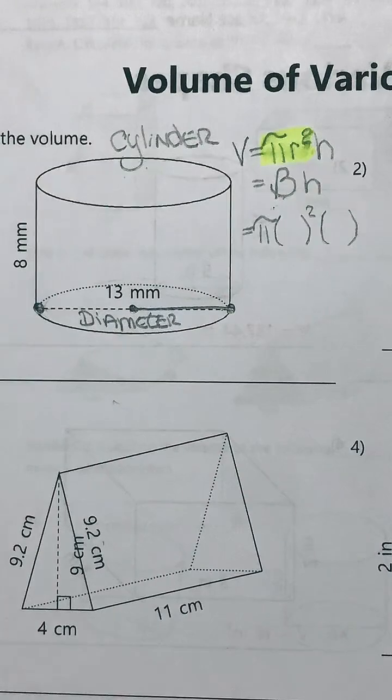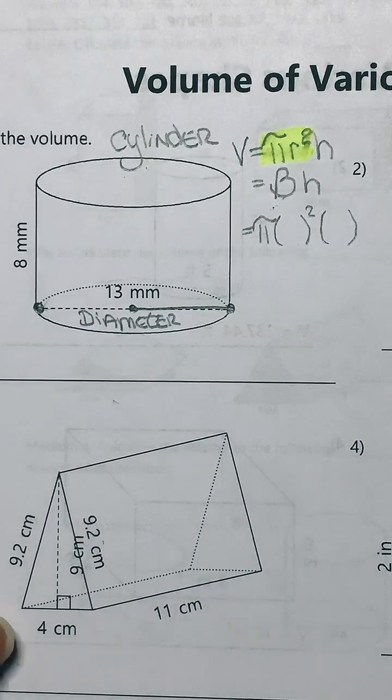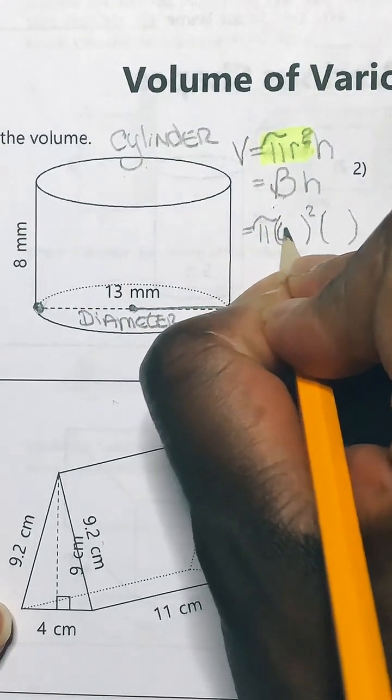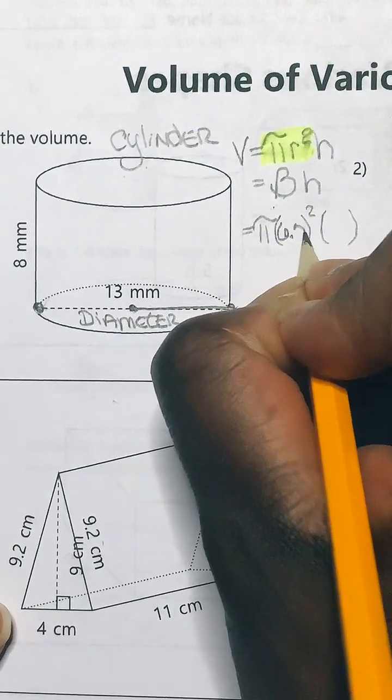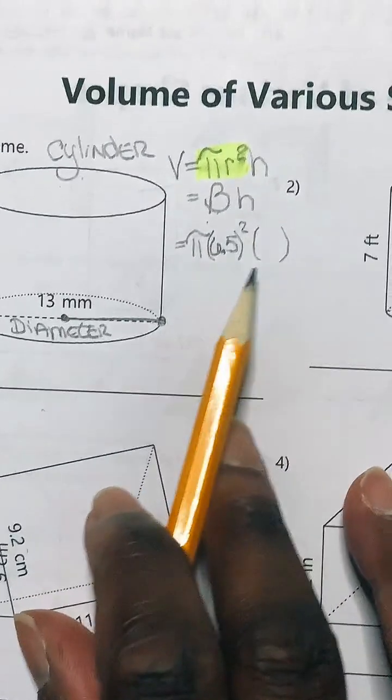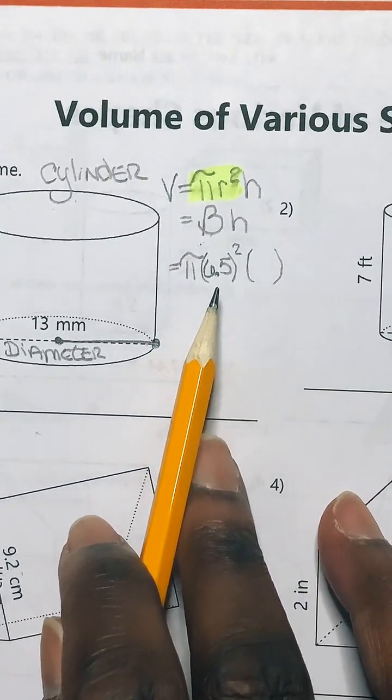So what's half of 13? Yes. So half of 13. Okay, there we go. I saw some 7.5s. Yes, some 6.5, 6.5, 6.5. So that 6.5 is what's going in for the R, the radius in your formula.